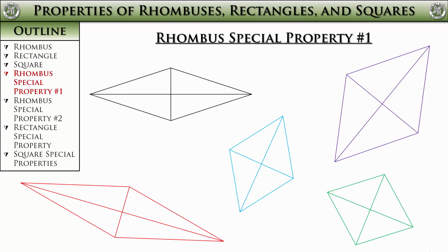On to the properties. A rhombus has two special properties that we will be looking at. Both of them have to do with the diagonals. So here are 5 different rhombuses with their diagonals drawn in. Do you notice anything in particular about the diagonals? One special property is usually easier to spot than the other for students. The one students usually see first is that no matter how I draw the rhombus, the diagonals are perpendicular.